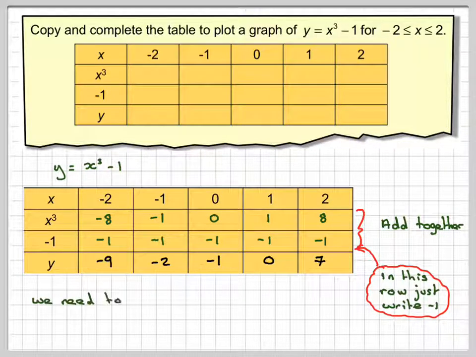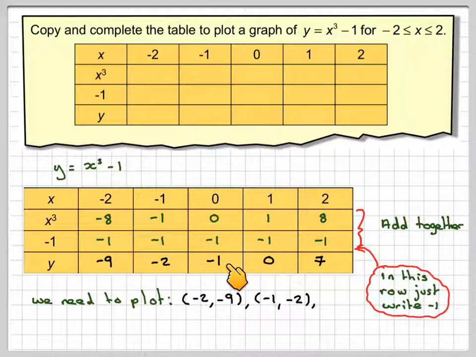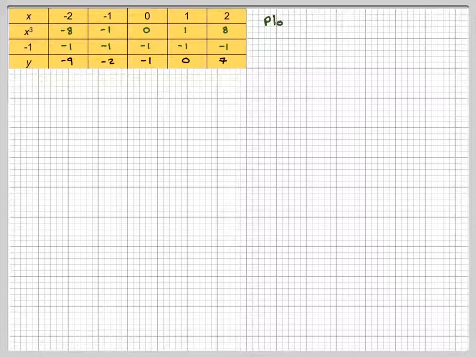So we then plot the points minus 2, minus 9. So we only want the top row and the bottom row. Minus 1 and minus 2. 0 and minus 1, 1 and 0, 2 and 7. Right, having got the points, we can now plot the graph. So just writing this all out again.